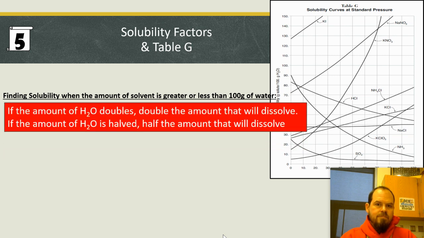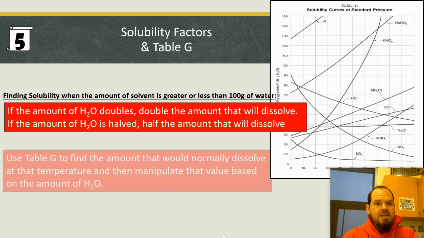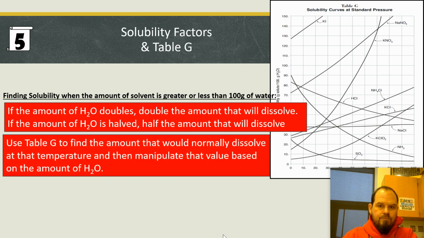Okay. Again, this is the third game. Now, this is what happens if New York State decides to change the amount of water, and they do it a lot. They either say, you have 200 grams of water. Well, if I have double the water, I should be able to dissolve twice the stuff. So find out how much will dissolve in 100 grams and double it. If it's 50 grams of water, well, that's half of 100. Find out how much will dissolve in 100 grams of water and then halve it. It's that simple. So that's what this says. Manipulate that value based on the amount of water. So that is the third game.